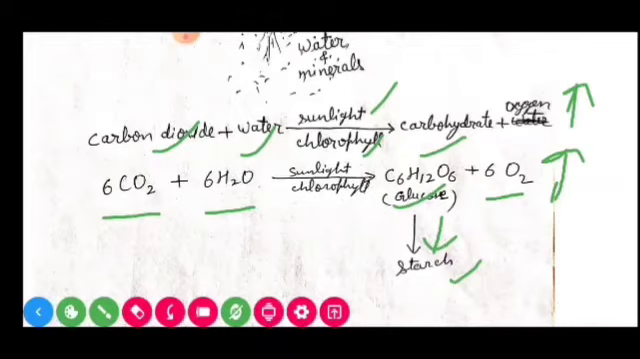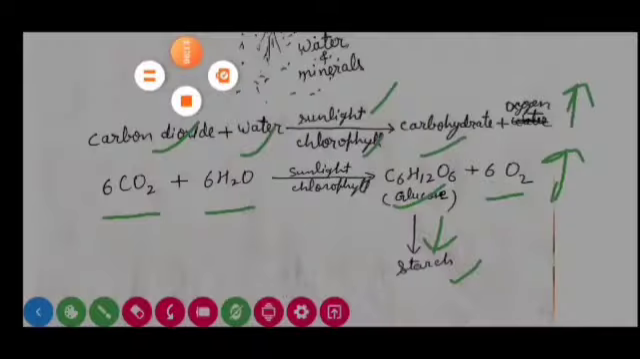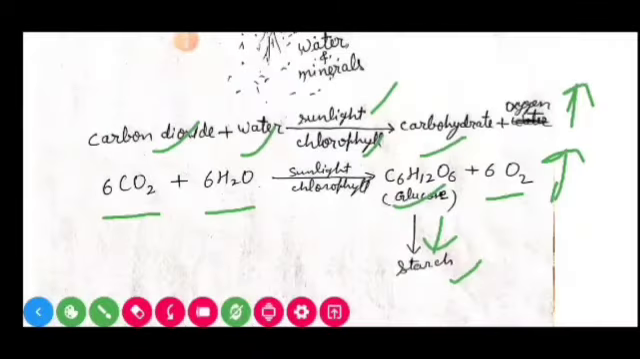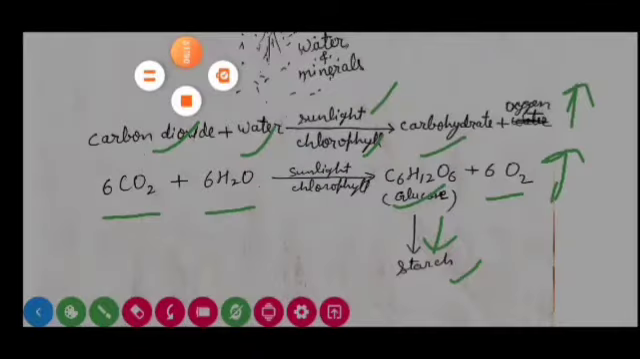Different plants store their food in different parts of the plant. Some plants store their food in the stem, some in the roots, some in the leaves. That part is used by human beings and animals also for their food, and they get carbohydrate from the plants in the form of starch.